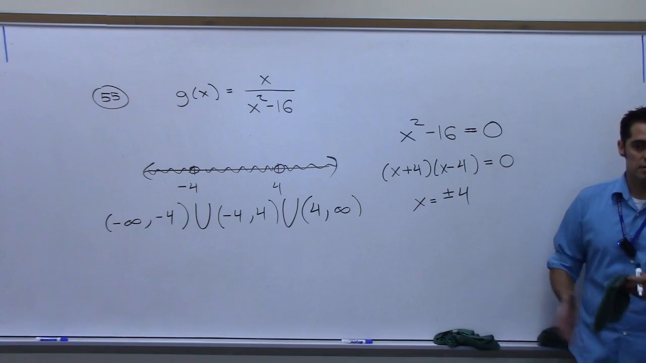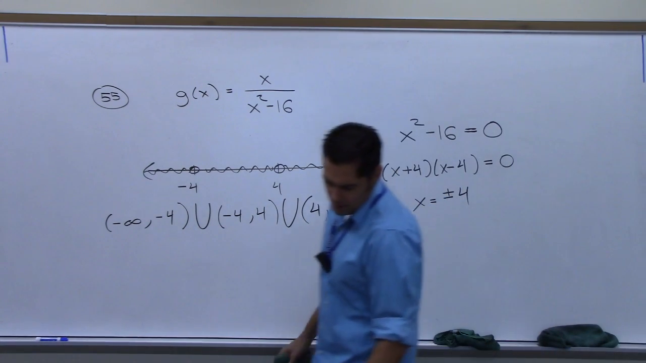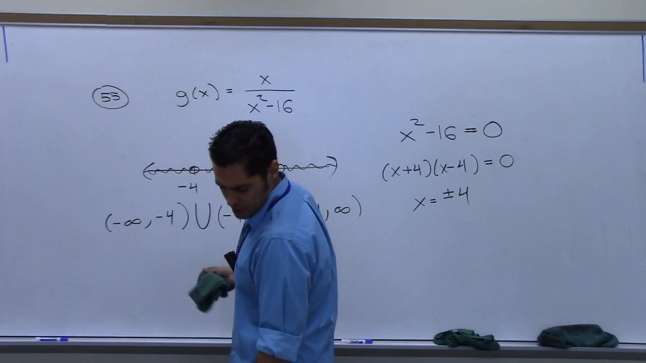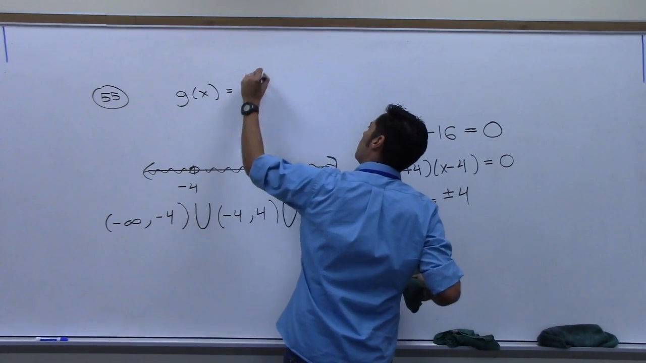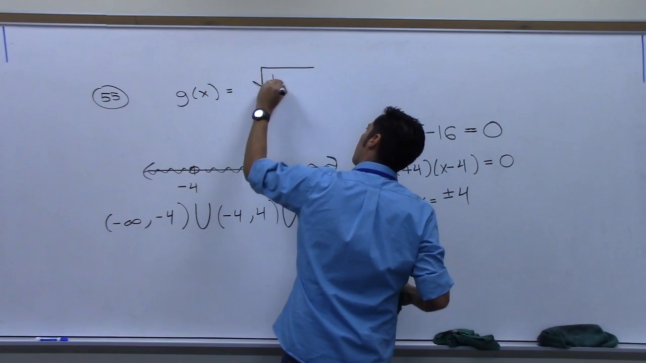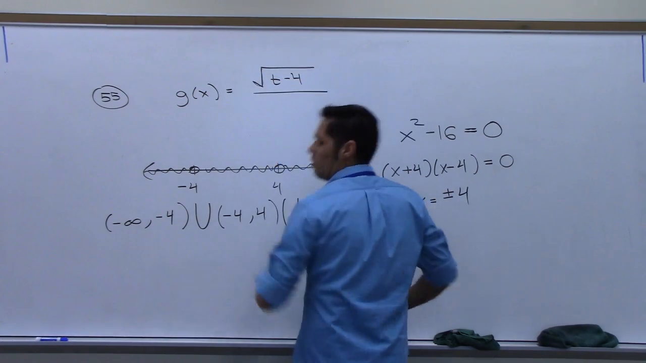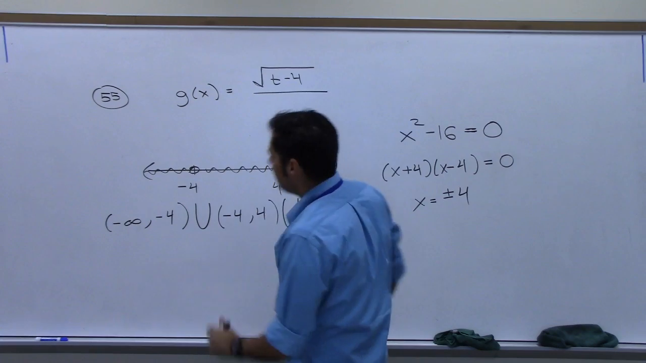Any questions? Okay, number 65 was square root of t minus 4 over 3t minus 21.